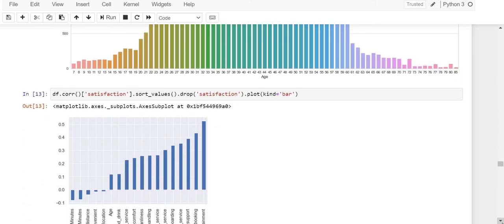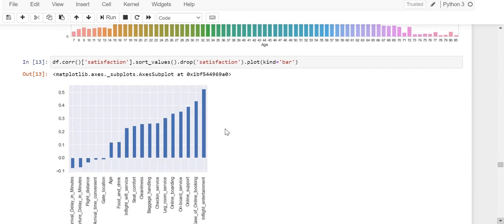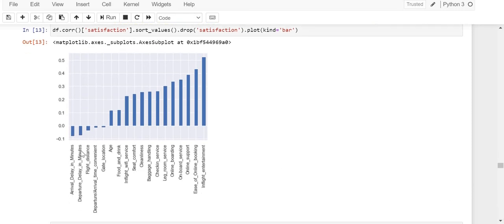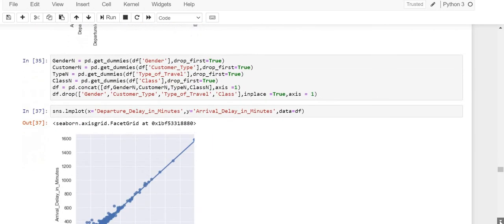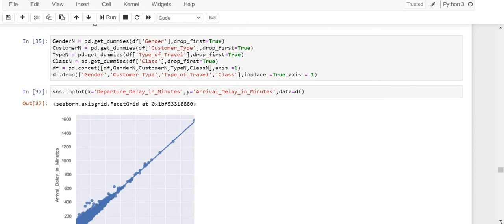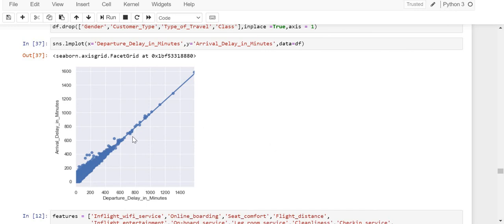Now this is a general on-whole graph. We can see the satisfaction rate is positive for all these factors and negative for these 3-4 factors: the arrival delay in minutes, departure delay in minutes, flight distance and time convenient. For this, the satisfaction rate is negative, whereas for all these factors the satisfaction rate is positive. It is tending to the positive side. Since these two columns are similar, I tried to find this relationship. We can see a linear relationship between these two columns, arrival delay and departure delay.